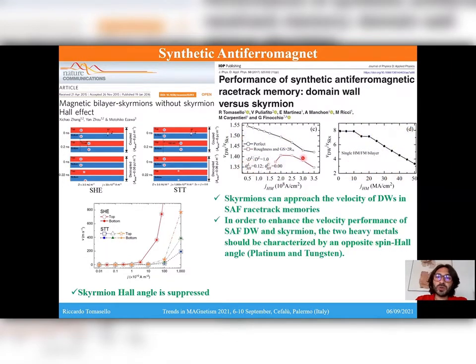Dynamically, we also show that in synthetic antiferromagnets, the velocity of Skyrmions is much closer to the one of the domain wall than in the case of a single ferromagnetic layer, where the velocity of domain walls is at least 3 times larger than the one of Skyrmions. In any case, for both domain walls and Skyrmions, if we want to improve the mobility, we need to inject two current densities in the two heavy metals, but with opposite spin Hall angle. And again, the choice is platinum and tungsten.